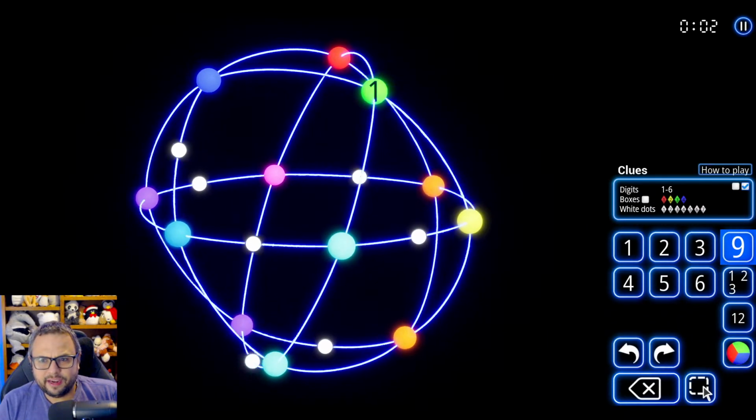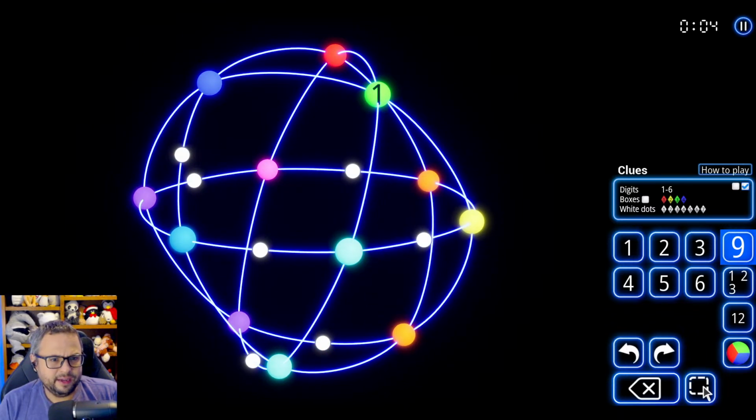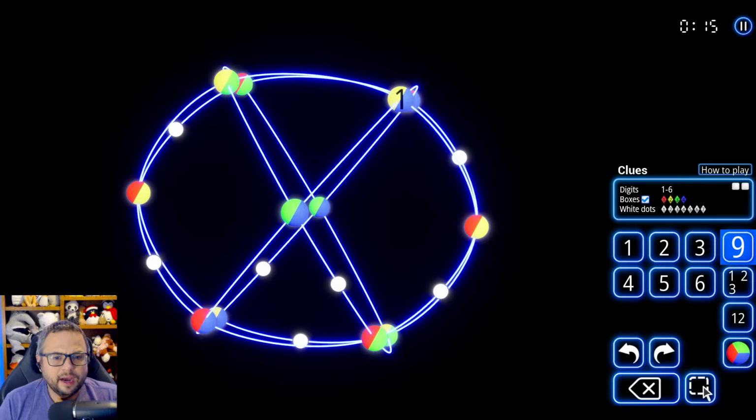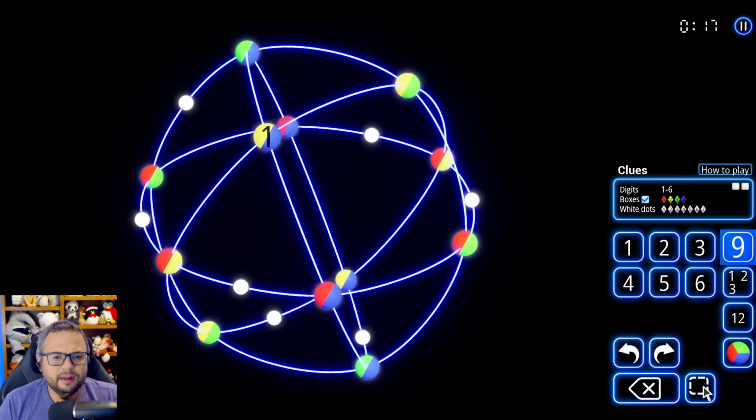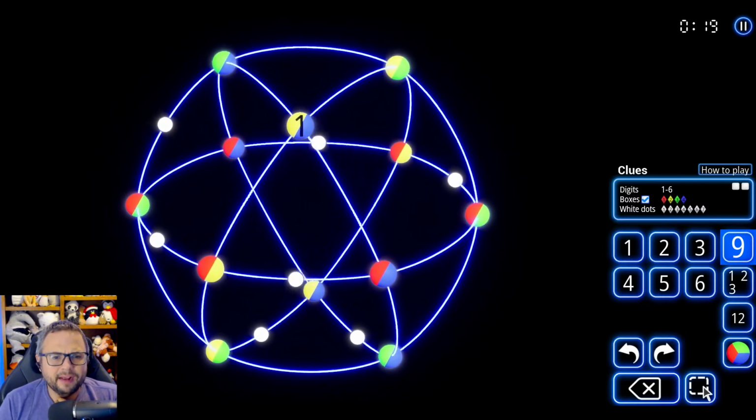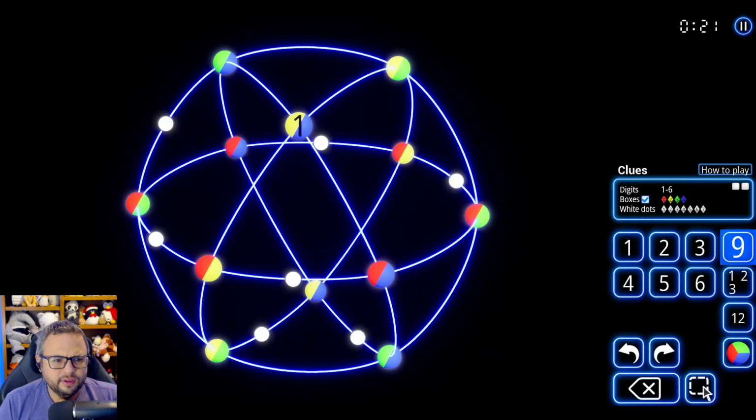1 through 6. Let's see, 1 through 6. Okay, and there's only one set of boxes this time, but they're confusing. Are the boxes all the circles?